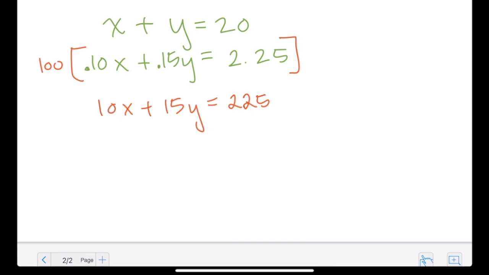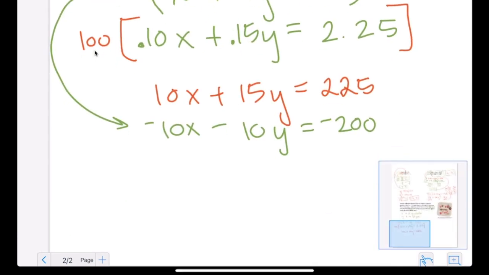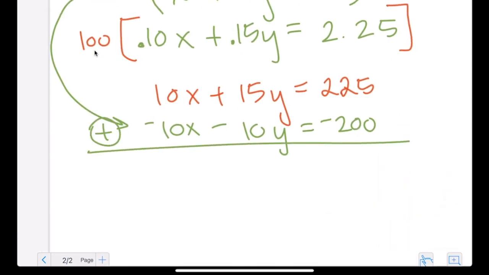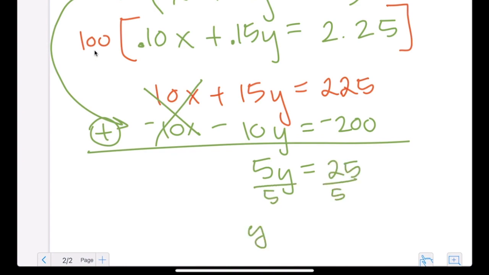And then I'm going to go ahead and make our x values match each other by multiplying the top equation by a negative 10. So remember, distribute the negative 10 to every single term, and we'll have negative 10x minus 10y is equal to negative 200. Now if we add the two equations together, 10x plus negative 10x is 0. We've effectively eliminated our x. 15y plus negative 10y is 5y. And then 225 plus negative 200 is 25. Now we divide both sides by 5 and find that y is equal to 5.